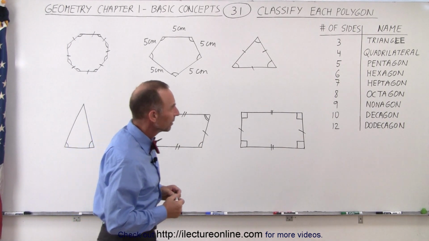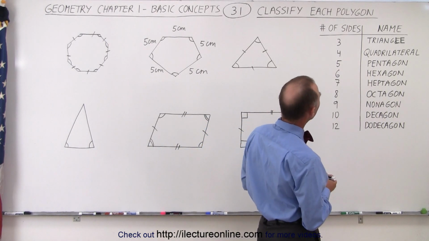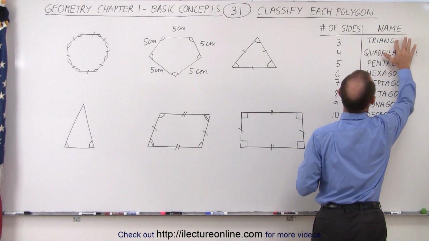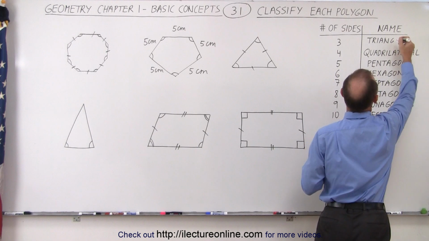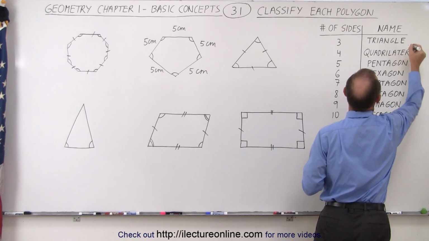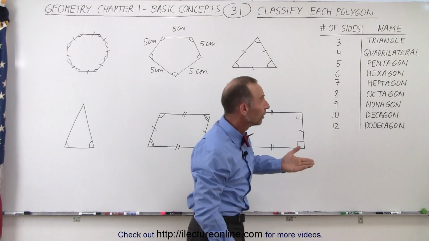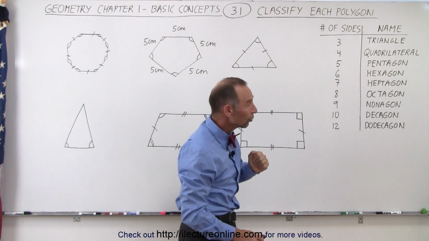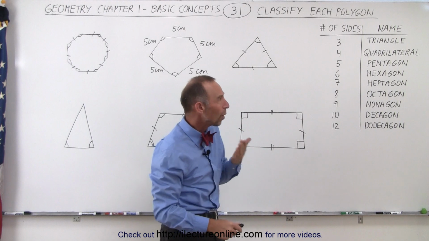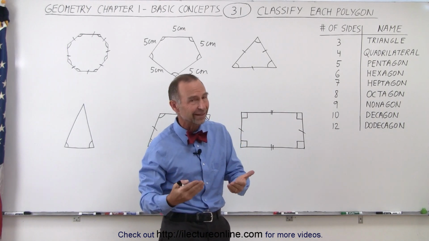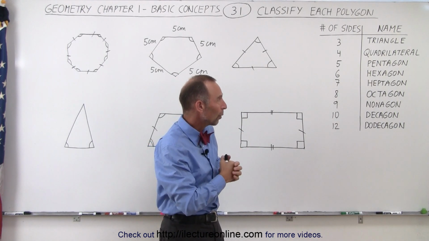Let's first take a look at this name, and it looks like I've misspelled triangle. We're missing an L there. So let's go ahead and correct that. There we go. So a polygon with 3 sides is called a triangle, and a polygon with 4 sides is called a quadrilateral. Quad means 4 and lateral means sides, so that's why they call that a quadrilateral.